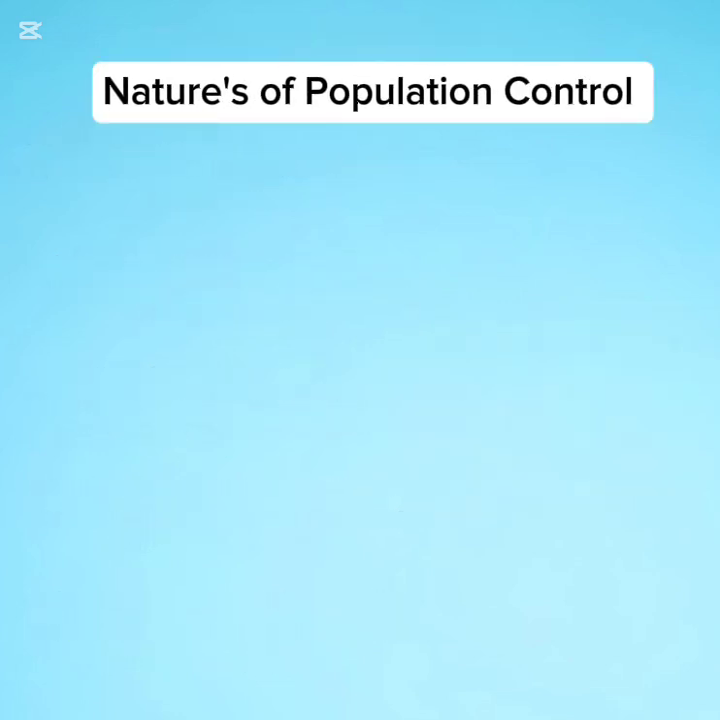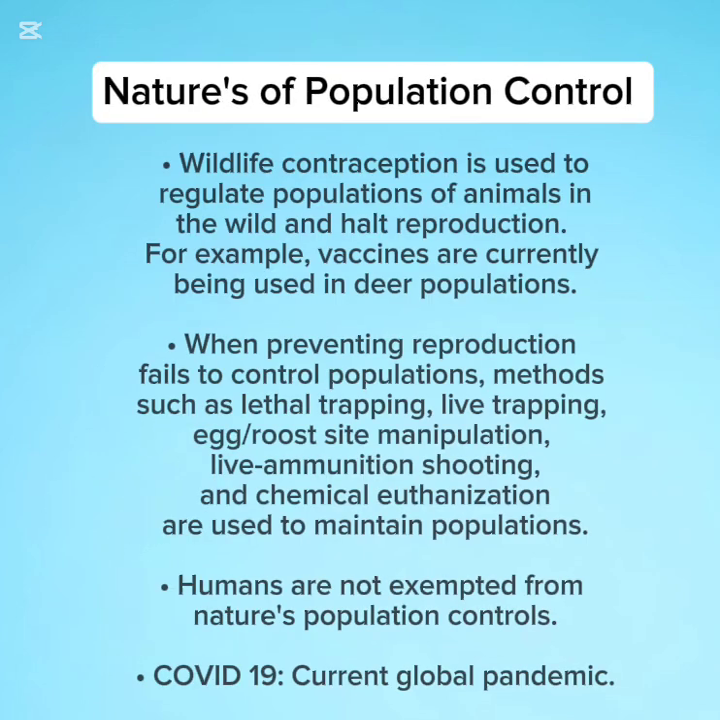Methods of population control. Wildlife contraception is used to regulate populations of animals in the wild by preventing reproduction to control population. Methods such as lethal trapping, live trapping, egg site manipulation, live immunization shooting, and chemical sterilization are used to maintain populations.